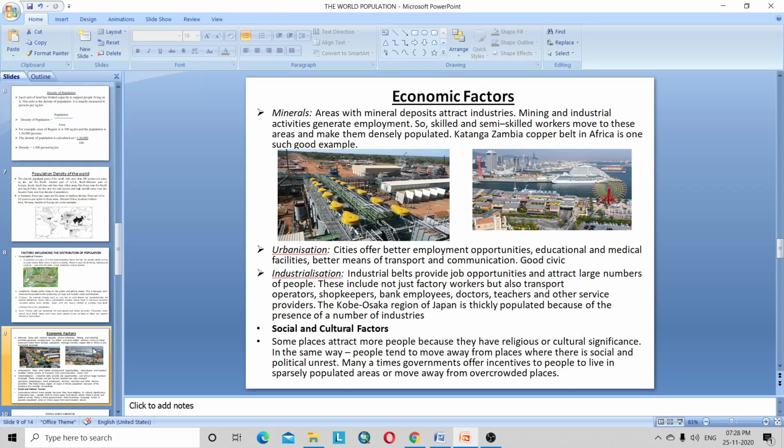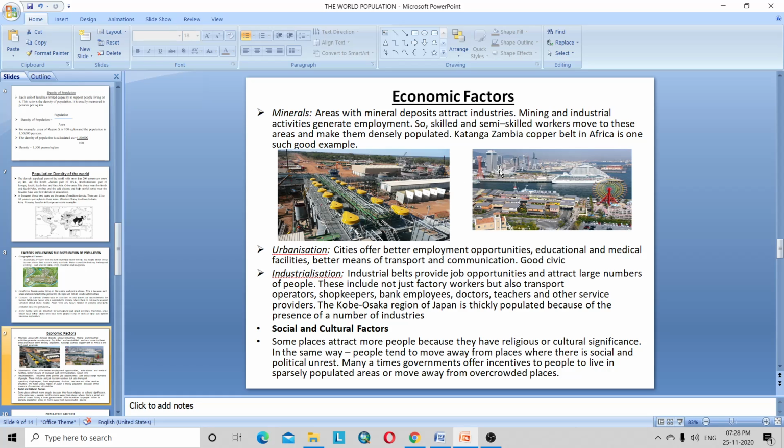The other one is the economic factors. Economic factors are also one of those factors which influence the distribution of population in the world. Suppose you'll see people will areas where there is mineral deposits attract industry, and that industry activities generate employment. So skilled and semi-skilled workers move to those areas and make them densely populated.